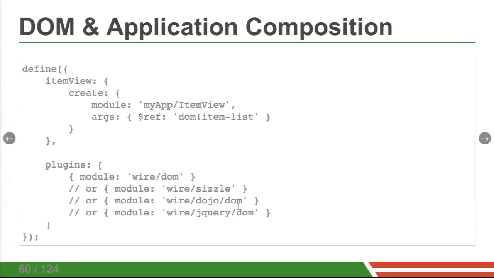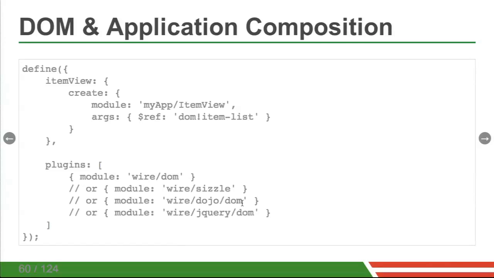If you're already using Dojo, you can choose to use the Wire Dojo DOM plugin, and this will actually use dojo/query, or dojo.query if you're familiar with the older style dojo.require. So you get all the goodness of Dojo there, right? You get all the backward compatibility to IE6 and all that happy stuff.